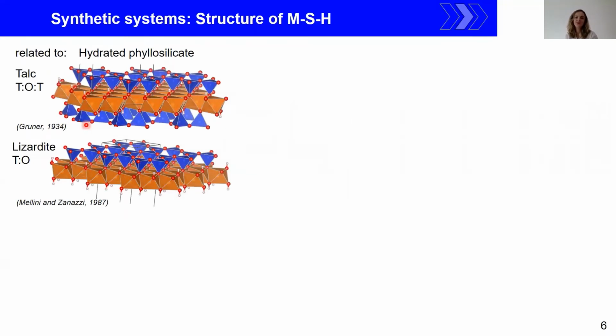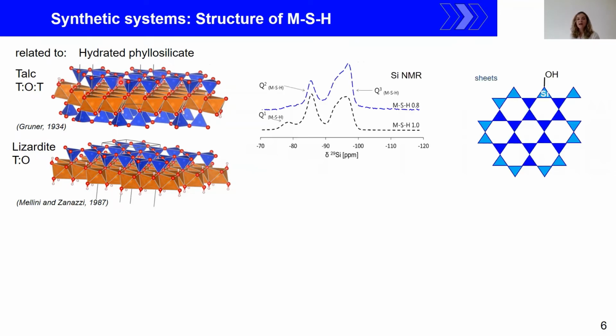So M-S-H has been related to hydrated phyllosilicate with a TOT or TO structure. So it's corresponding to silicate layers, like in clay minerals. And a very nice way to observe M-S-H is to use silicon NMR, where the silicate layer can be observed when we observe Q3.